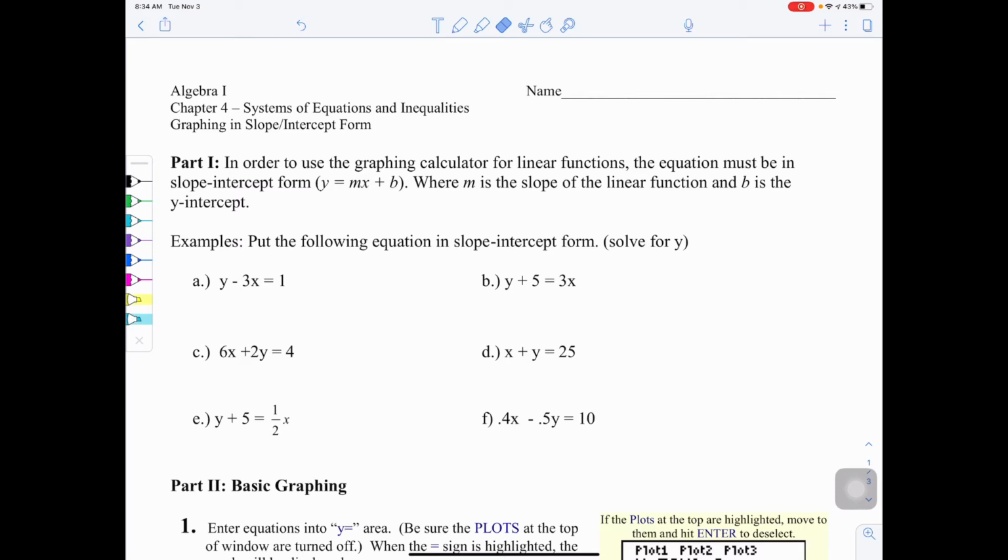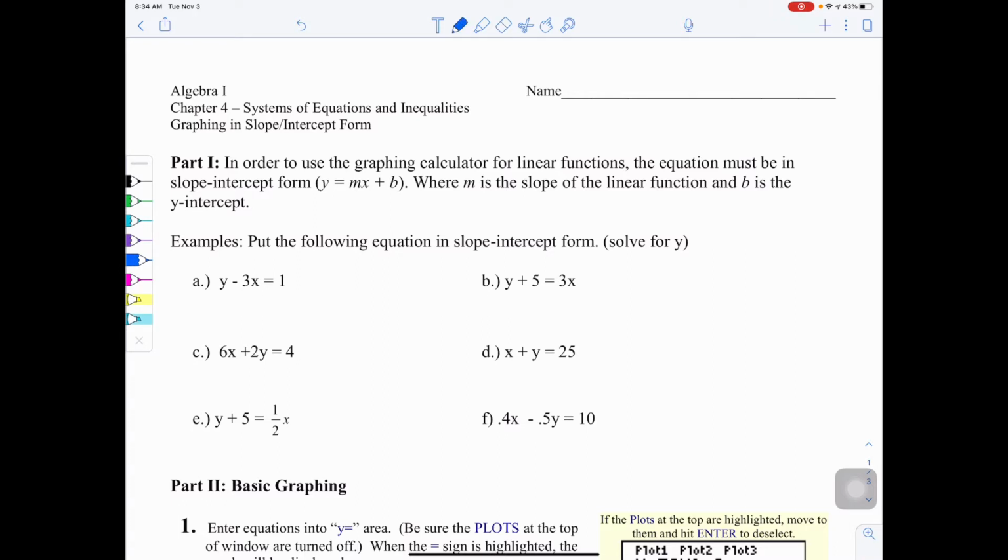Our next lesson is called Graphing in Slope-Intercept Form. You will get a bit of review of graphing in slope-intercept form linear equations from last year. Also, you will learn how your graphing calculator can aid you in creating these graphs. We'll start with part 1.